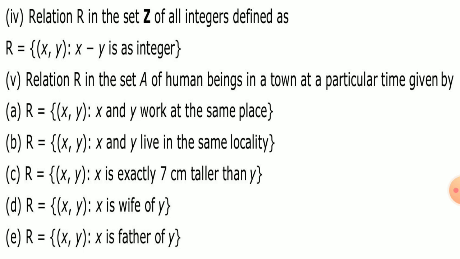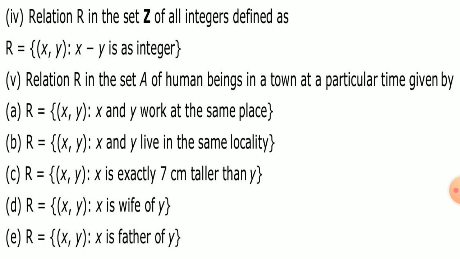Relation R in the set Z of all integers defined as R is equal to the ordered pairs (x,y), where x minus y is an integer. So here, for question number 4, the given set Z is the set of integers, and the relation R is equal to the ordered pairs (x,y) where x minus y is an integer.